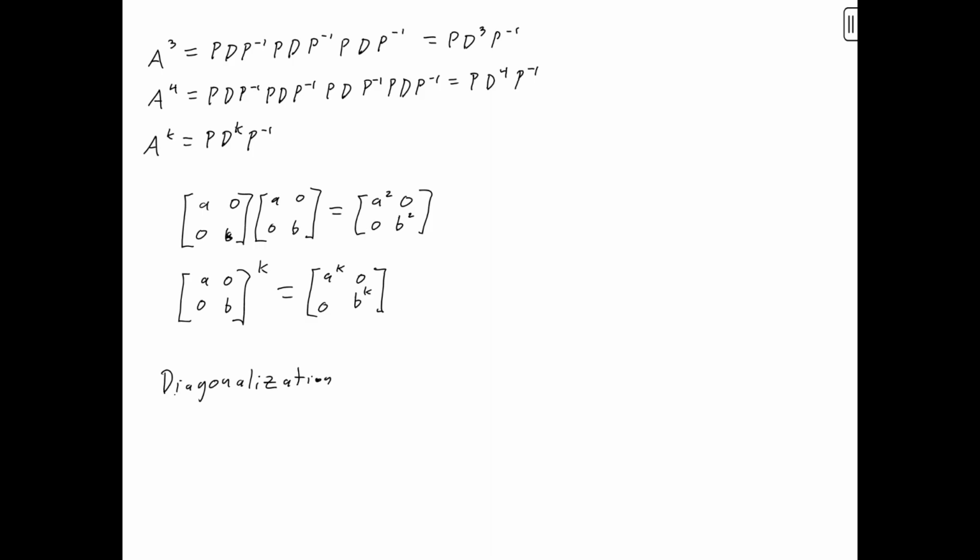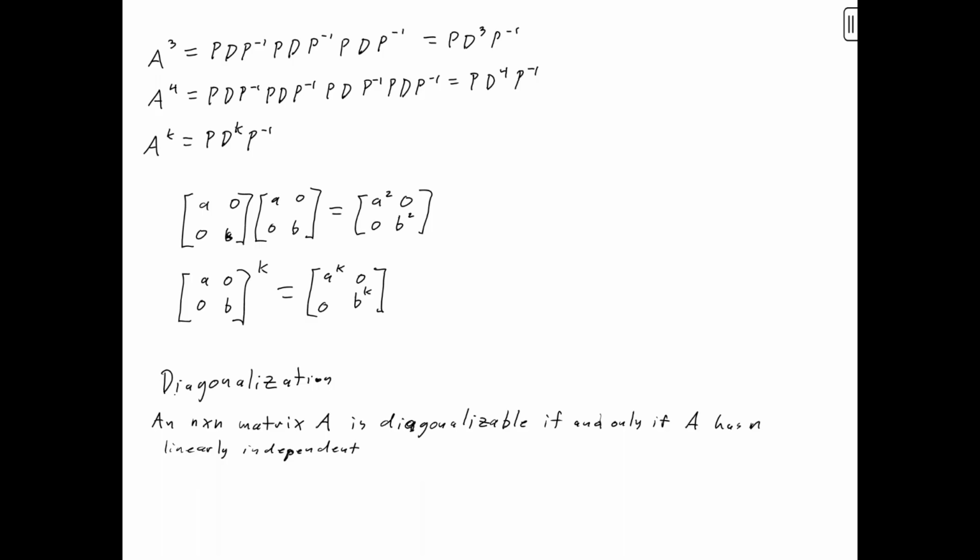And there is a theorem about diagonalization that says an n by n matrix A is diagonalizable if and only if A has n linearly independent eigenvectors.